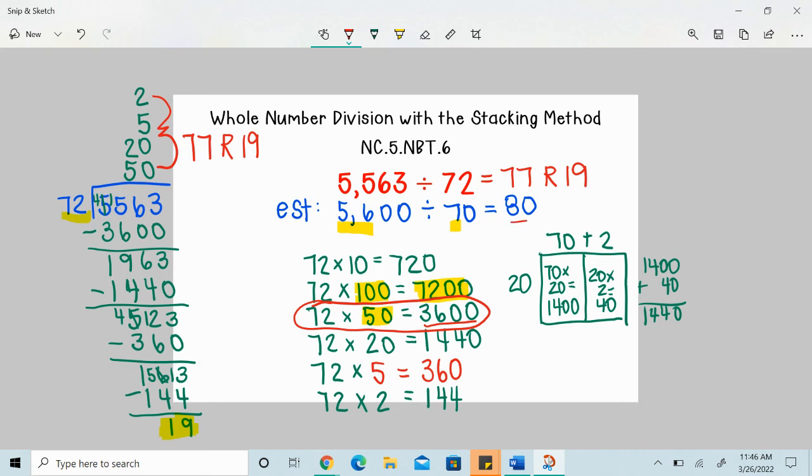When I compare that to our estimated answer that we did at the beginning, we thought our answer would be around 80, and 77 is very close to 80, and this lets me know that this answer is reasonable. And so that's how we can use the stacking method to solve multi-digit division problems.